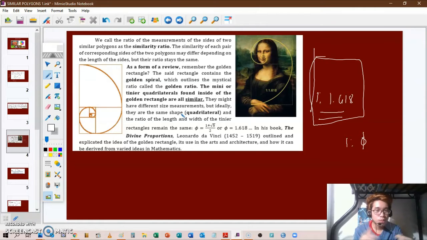Okay, so the similarity lies, of course, on the given ratio, which is the golden ratio, the value of phi, which is equal to 1 plus square root of 5 all over 2. So in his book, Leonardo da Vinci mentioned in the divine proportions, he outlined or explained the idea of the golden rectangle. So you're going to find more information about the golden rectangle if you read one of Leonardo da Vinci's works.